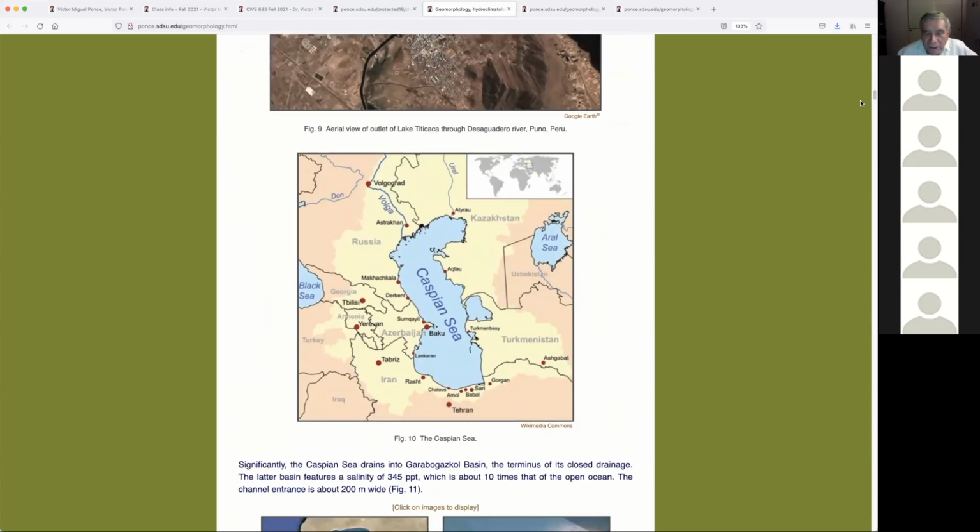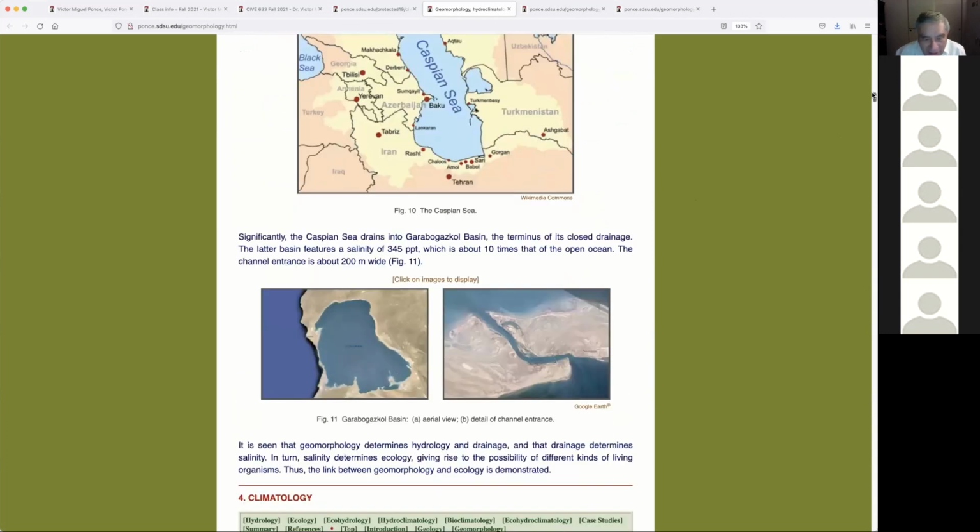So the question is, what's going on here? How come it's so low? It should be high. But the reason why it is low is because it dumps all its sewage, its salt sewage, into this place in here, by gravity, of course. It's called Garabogaskol Basin.